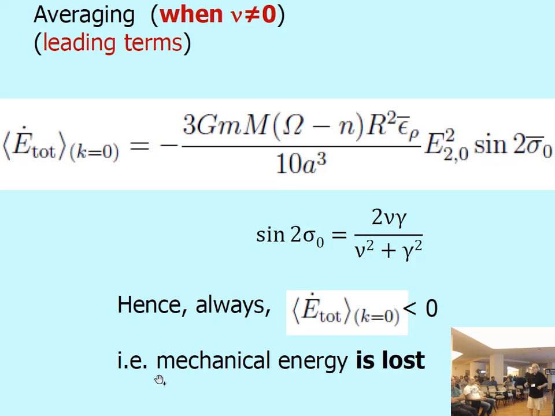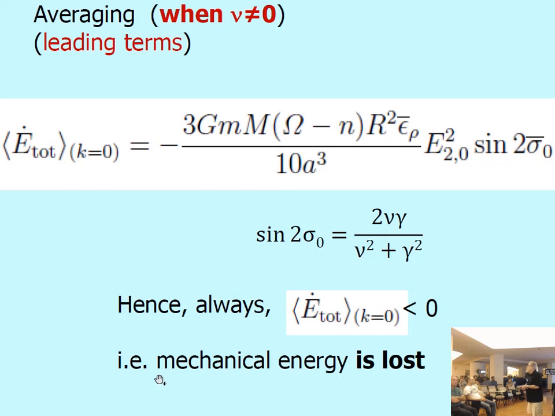Like E equals 1/2 m v squared for the other motions, so the derivative will be m v v dot. So in the rotation it is moment of inertia, angular velocity of rotation times angular velocity of rotation dot, so the angular acceleration.